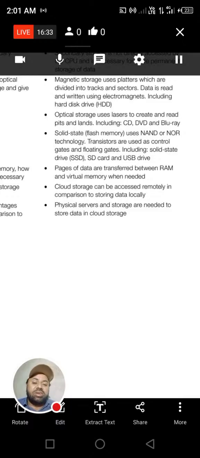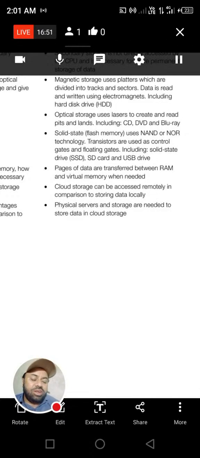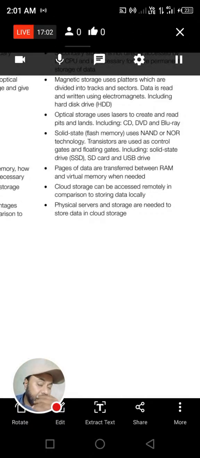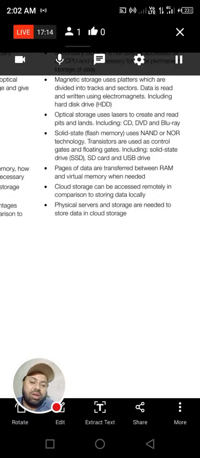Physical servers and storage are needed to store data in cloud storage. Locally, the data is stored physically on our own computer system, hard disk drives, or USBs and so on. These are local storage devices. But with the cloud, we access a server or device that maintains the data through the internet. So this is the difference, but actually both are physical devices, whether in the cloud or local.